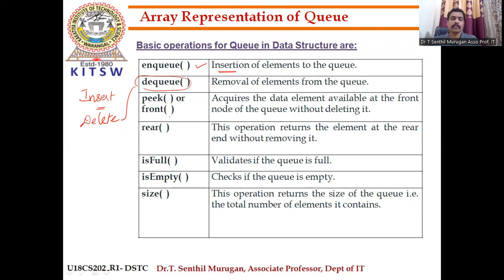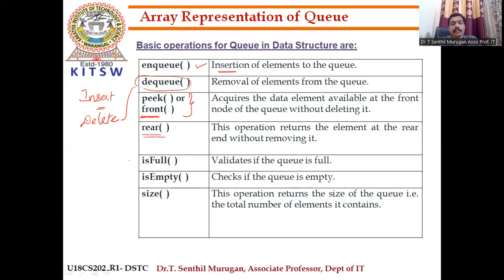So the peek operation, or front function, represents the topmost element. The top is a pointer we discussed in the stack, but here we are using two pointers: one is front and another one is the rear. So the peek operation will reflect the front operation. The rear position means the operation returns the element at the rear end without removing it. Okay, it does not remove or delete, it just returns the value.